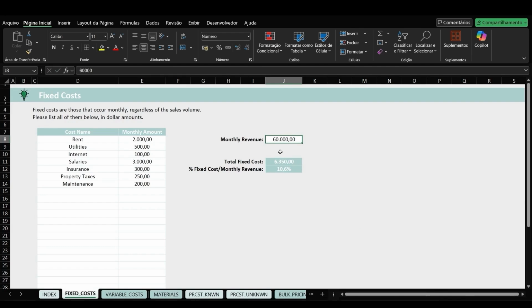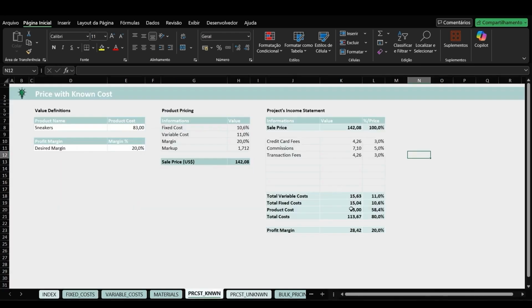The cost of the product is $83, as we had seen. That gives you a total cost of $113. So, you're selling it for $142, and what's your cost? $113 leaves you a gain of $28. $28 is exactly 20% of the sale amount. So, you already know, even before selling, what your profit margin will be.